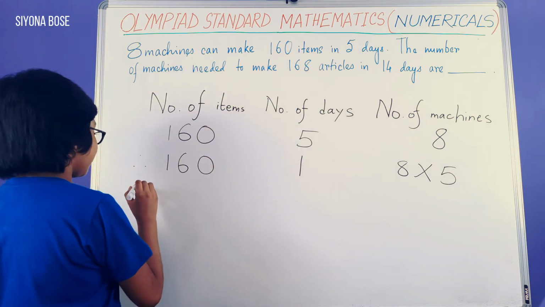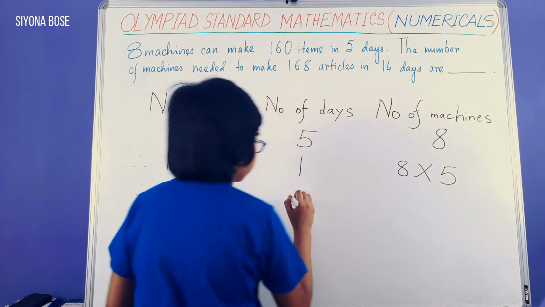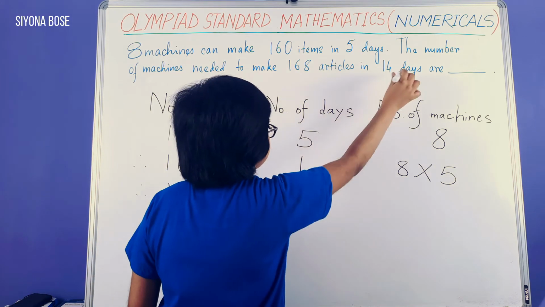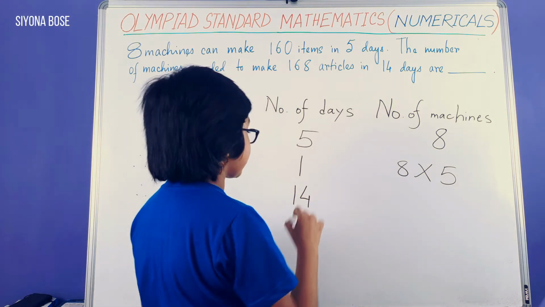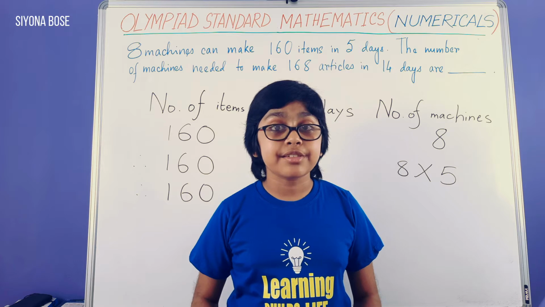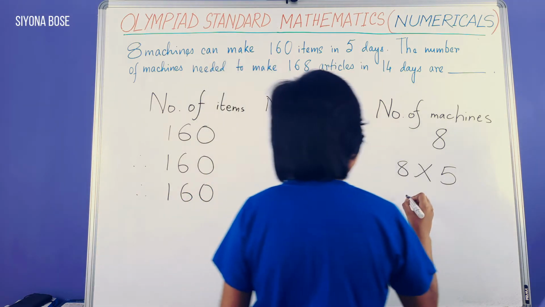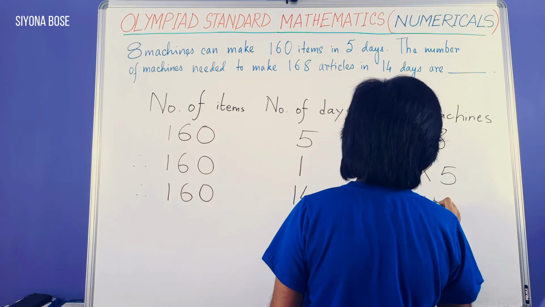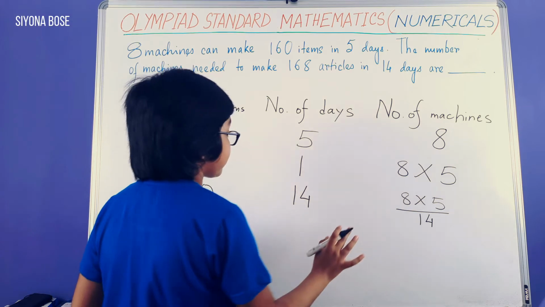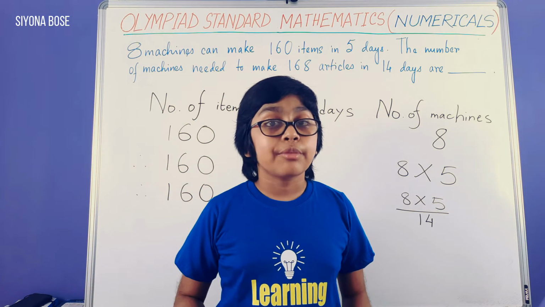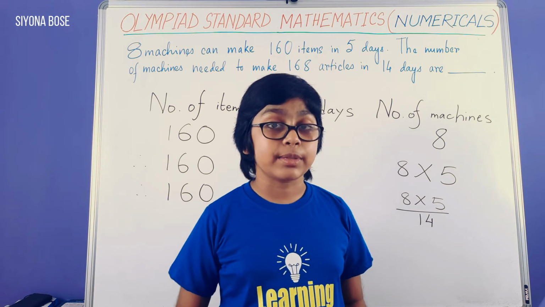And therefore, again, we consider the same number of items. Number of days is increased to 14, as in the question. And once it increases, when number of days increases, number of machines reduces, again because it's inversely proportional. 8 and 5 by 14. So now we have completed our task on days. We can move on to considering the items and not think about days at this moment.